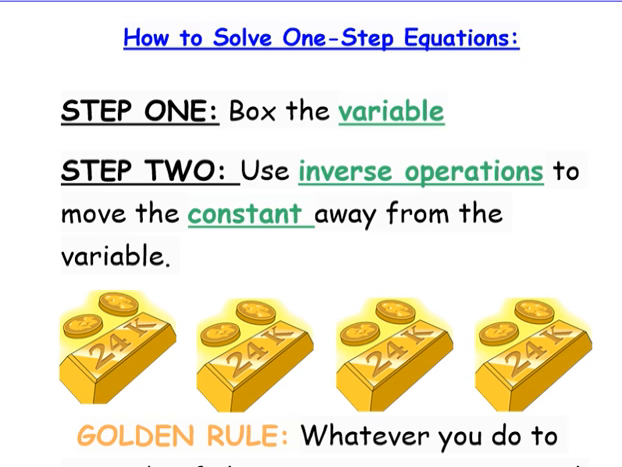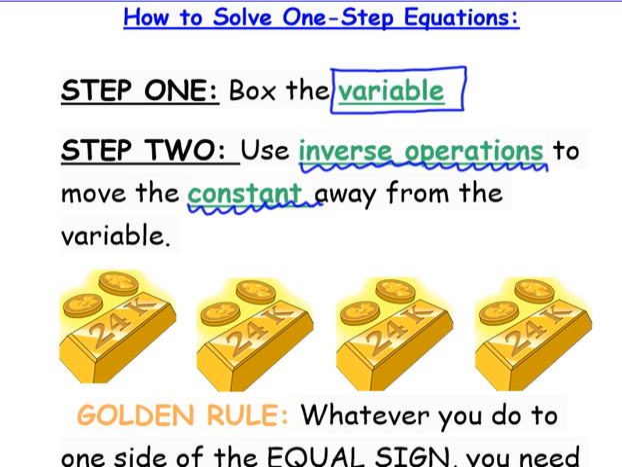Okay, so there are two steps to solving a one-step equation, which is kind of ironic because it's called a one-step equation, but I've sort of added that one extra step in there because it helps you solve it easier. So step one is going to be to box the variable. You're going to find the variable, the letter, and put a box around it, and you're going to see why that's really helpful. Then you're going to use inverse operations, remember, those are opposite operations, to move the constant away from the variable. And the constant is that number that's by itself.